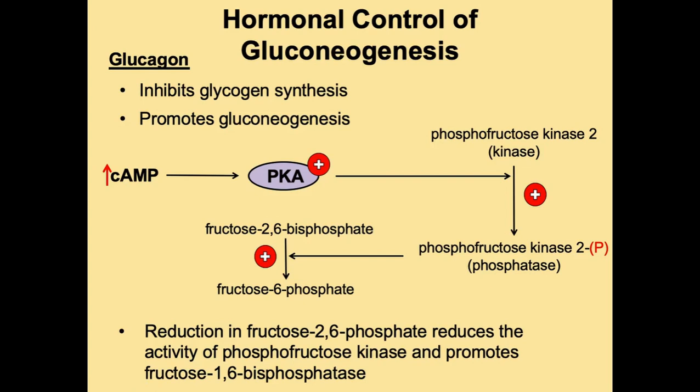Remember that fructose 2,6-bisphosphate is a key activator of glycolysis. It stimulates the activity of phosphofructokinase. So any reduction in the 2,6-bisphosphate reduces the activity of the phosphofructokinase and therefore promotes the activity of fructose 1,6-bisphosphatase. This enzyme, of course, is involved in gluconeogenesis and thereby promotes the metabolic pathway of gluconeogenesis.